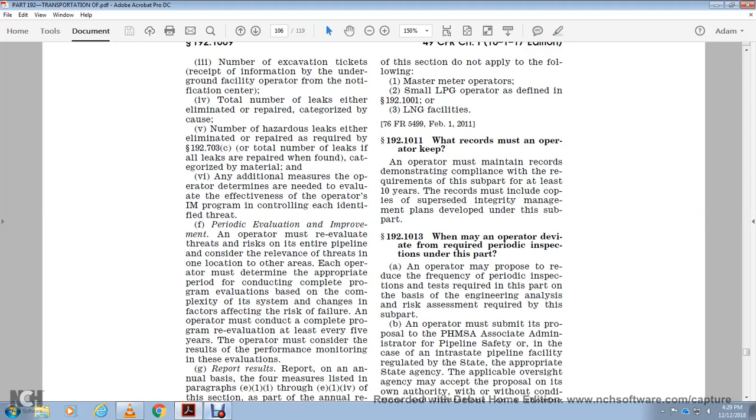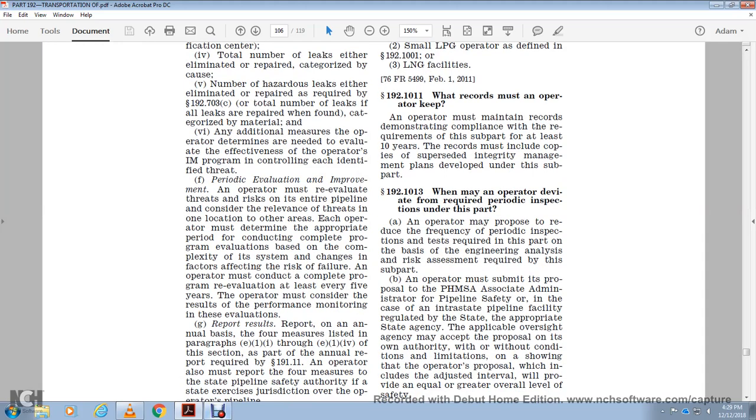The operator must determine the appropriate period of conducting a complete evaluation of the program, based on compliance with the system change and the activity affecting risk of failure. The operator must conduct a complete reevaluation of the program at least every 5 years. The operator must consider the result of the performance monitoring in the evaluation.